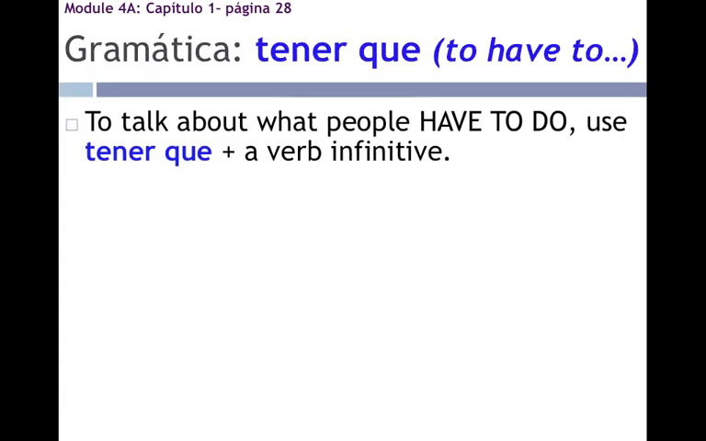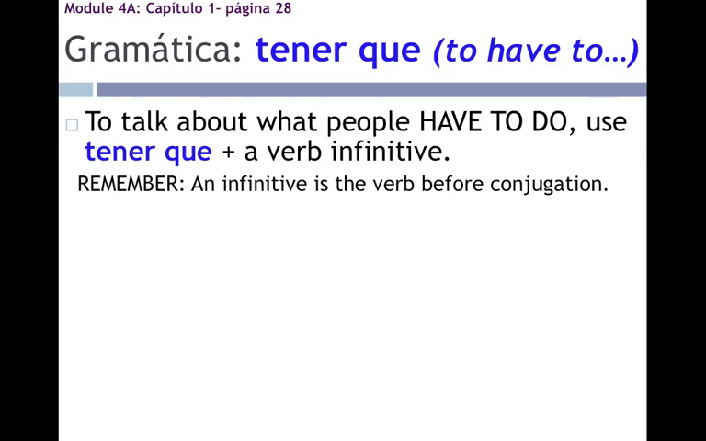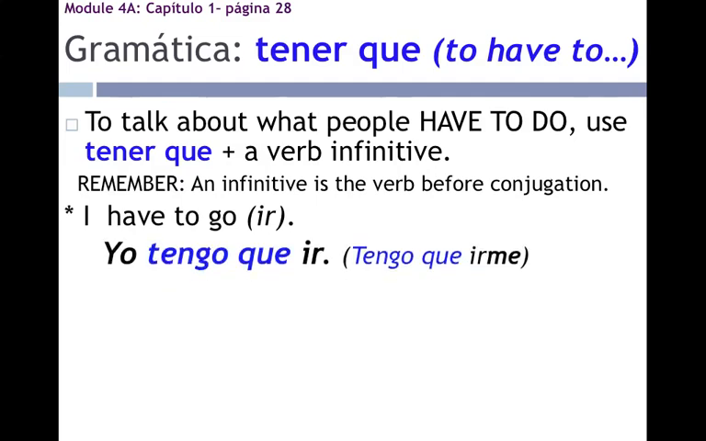Moving on, how to use the expression tener with que to say that someone has to do something. To talk about what people have to do, use tener que plus a verb infinitive. Remember, an infinitive is the verb before conjugation. So you're going to conjugate the verb tener, interject que, and then use a verb infinitive to say that someone has to do something. For example, I have to go. Yo tengo que ir. Or tengo que irme. Oftentimes you'll see the me at the end of the infinitive ir. So in other words, I have to get myself out of here.